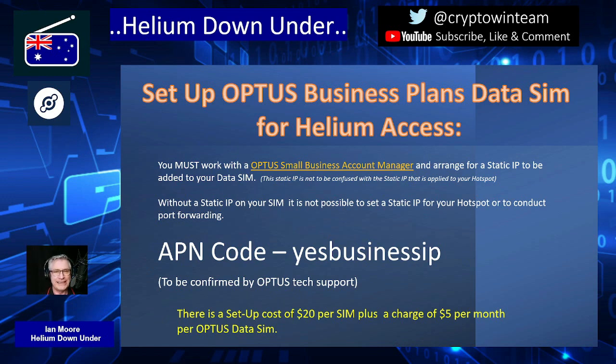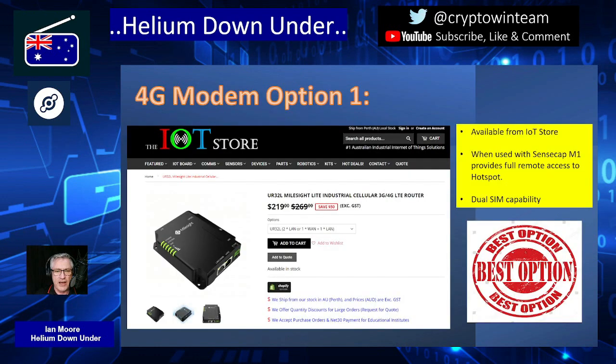I'll be utilizing a Telstra SIM just because it's the SIM that I have handy here, but it is exactly the same except that the APN is different. So the Milesight UR32 or 32L, and I believe there's another couple of slight variations with PoE, etc., are available through the IoT store. That's where I've purchased my routers from.